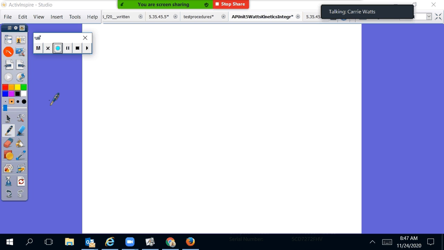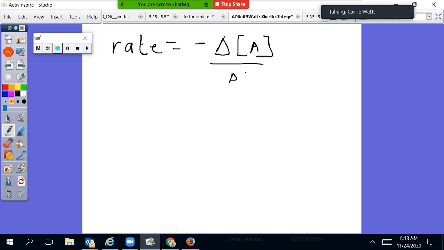All right, so let me just show you real quick how this equation came to be. Remember, for a zero order, we also know this. This is the definition of rate. Remember, it's the consumption of A, the change in A, over change in time. And we also know for a zero order that this equals K.